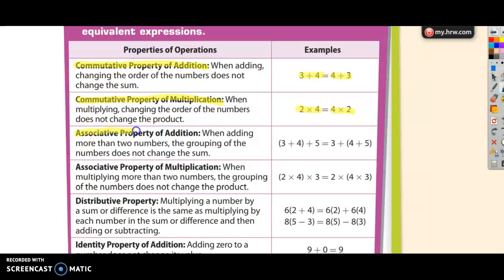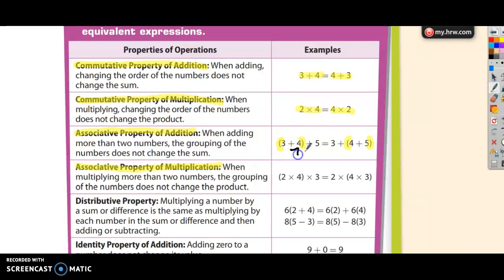The associative property of addition and multiplication, they're the same property, it just depends on the operation. When adding more than two numbers, the grouping of the numbers does not change the sum. So in this first problem, 3 plus 4 in parentheses plus 5 would be equal to 3 plus 4 plus 5 outside of parentheses. They're equal to each other because it's all adding. So what's the difference between the two sides? On this side, the parentheses are around 3 and 4. On this side, they're around 4 and 5. But I can prove they're the same.